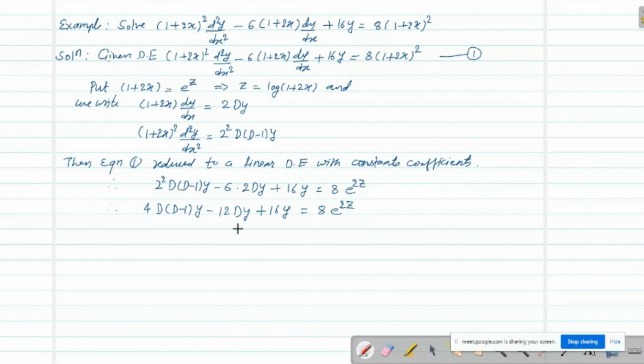Okay, now we will take common from each term. y is common in each term, so we will take y as common. So just write down 4D(D minus 1) minus 12 times D plus 16, into y, and this is equal to 8 e raised to 2z. Okay, now simplify the bracket.